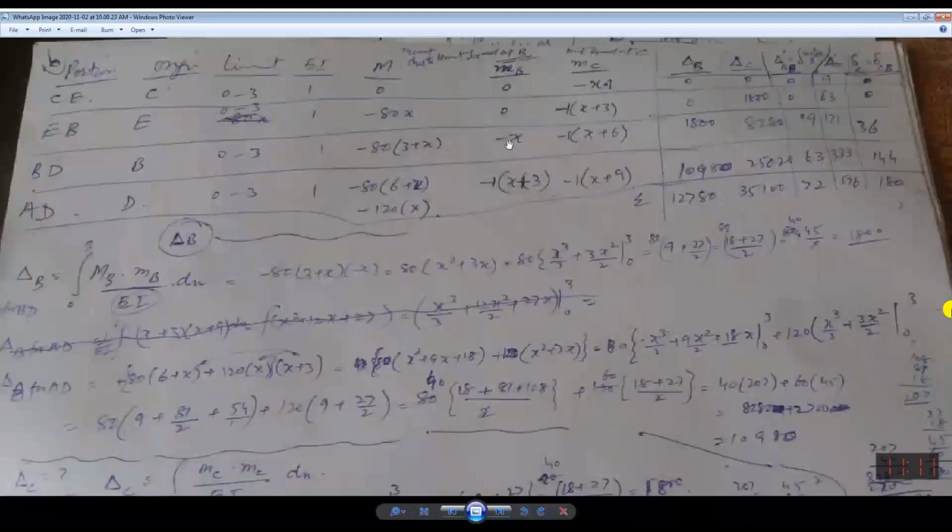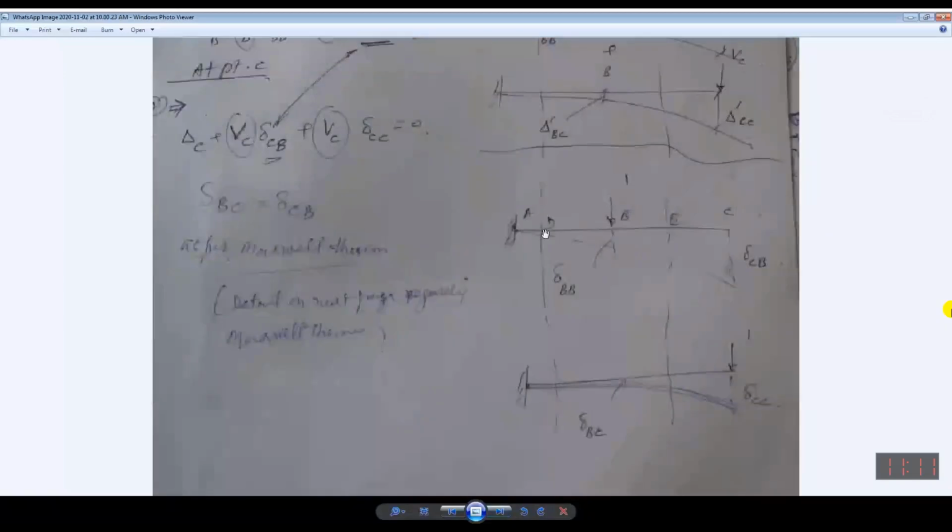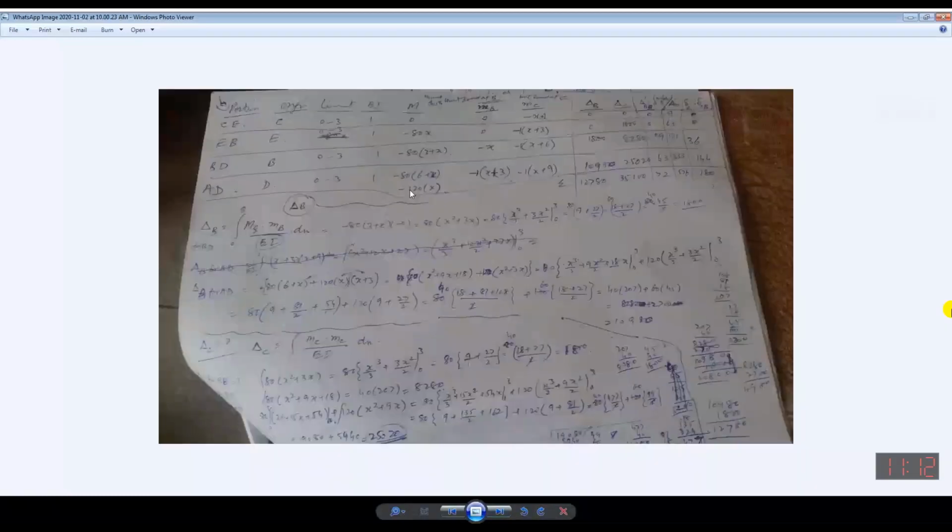And for the next portion, segment AD, D is the origin, then you can observe that it will be x plus 3 minus ka. You can see for this portion, effect of this unit load will be 1 into x variable for this one plus 3. This is absolute value, x plus 3 minus ka, because this is producing hog. So this is the solution for MB.